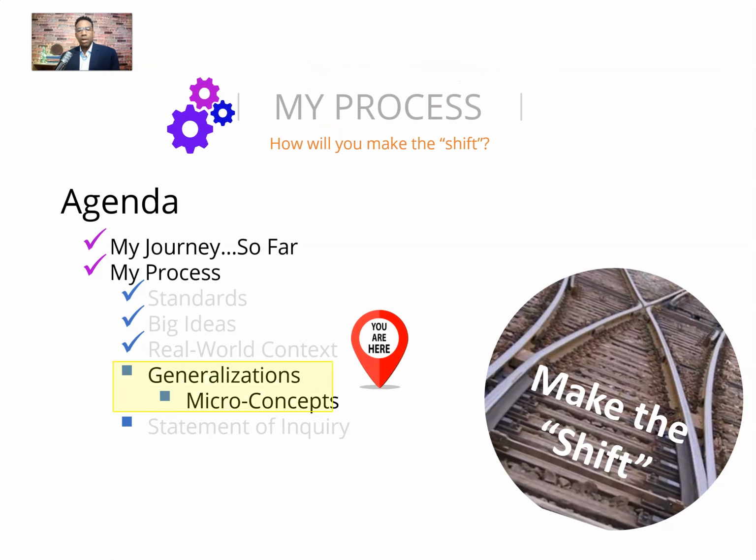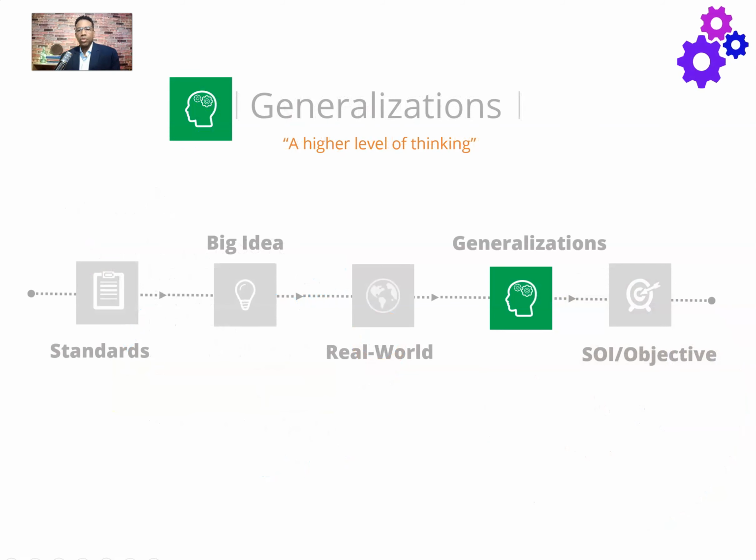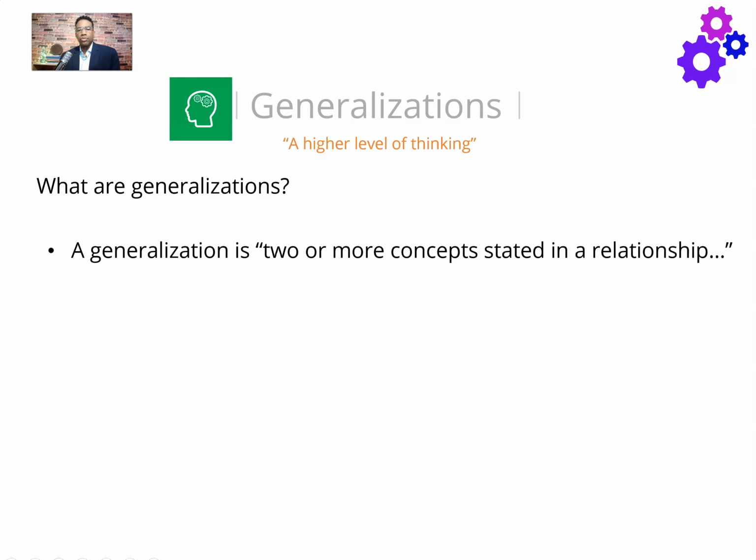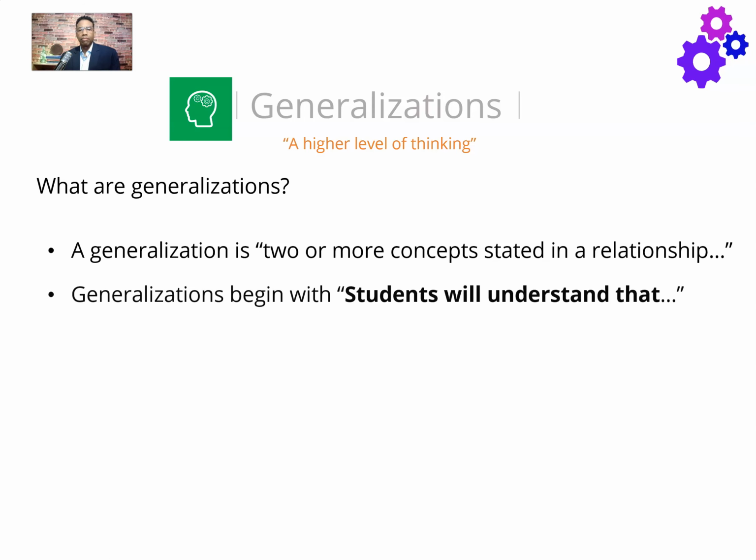All right, so again, today we'll talk about generalizations. We've covered 3 parts of the process before, and we'll cover 1 more after this one. So what are generalizations? A generalization is 2 or more concepts stated in a relationship. A generalization begins with "students will understand." Compare that to many objectives that start with "student will do," or "be able to do," or "student will know."